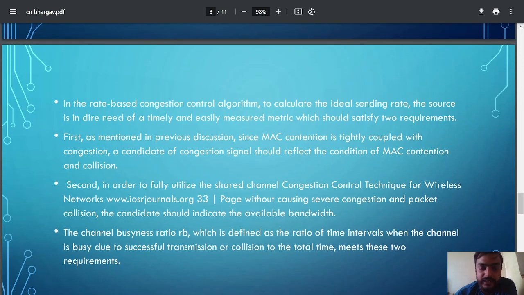In rate-based congestion control, to calculate the ideal sending rate, the source needs a timely and easily measured metric which should satisfy two requirements. First, as mentioned in the previous discussion, since MAC contention is tightly coupled with congestion, a candidate congestion signal should reflect the condition of MAC contention and collision. Second, in order to fully utilize the shared channel without causing severe congestion and packet collision, the candidate should indicate the available bandwidth.